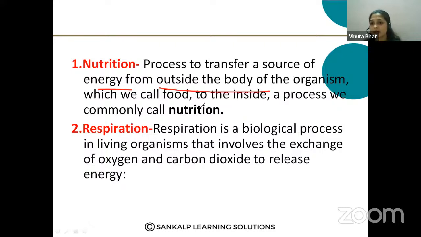We get energy from, yes, very good. All the students are saying energy. Yes. We get energy from the food, right?